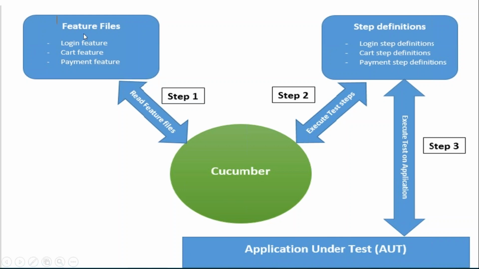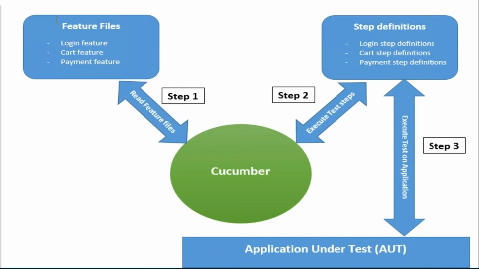Cucumber is a bridge between your feature file and your step definitions. Cucumber reads your feature files, finds the respective step definitions, and then executes the step definitions. Once the step definitions are executed, they invoke the application under test, and then those step definitions perform different actions on the application. So basically this is how Cucumber works. It's a small simple diagram and you can take a look at it later on also. So I hope this clears out how Cucumber works internally.